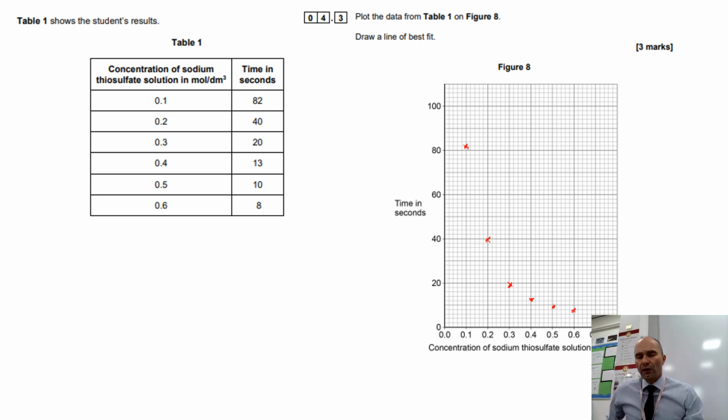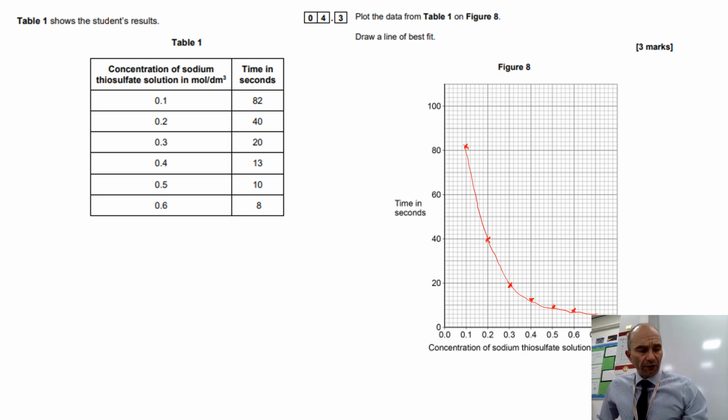Now when you look at those data points, it's clear that this is going to be a curved line of best fit. Now you need to do this freehand and make it as smooth as possible going through all the points. Don't be tempted to get your ruler out and do a dot to dot. You will automatically lose that mark for drawing your line of best fit. But even if it's a little bit shaky, that's absolutely fine. And that will give us all 3 marks.